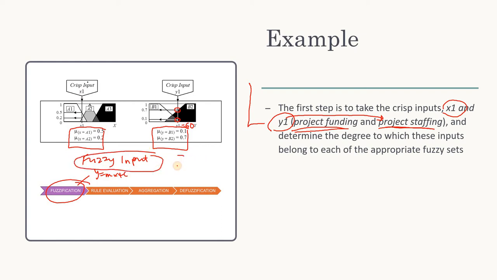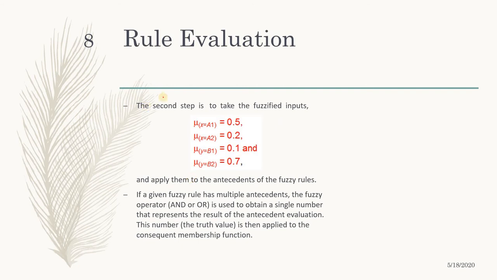Always remember the fuzzy input would be the degree of membership, ranging from 0 to 1. The second step is to take the fuzzified input and do the rule evaluation. From here, we have 4 fuzzified inputs: A1 is 0.5, A2 is 0.2, and B1 and B2 are 0.1 and 0.7 respectively.